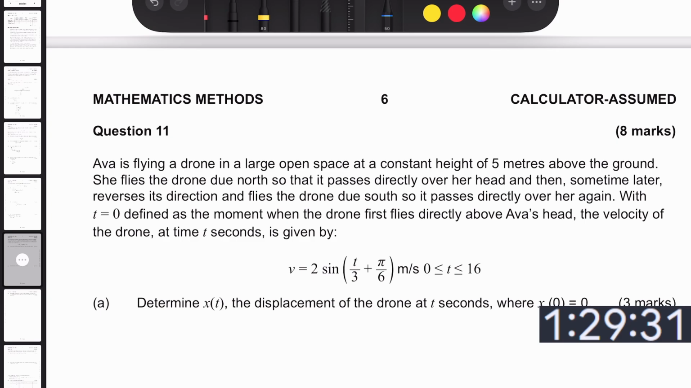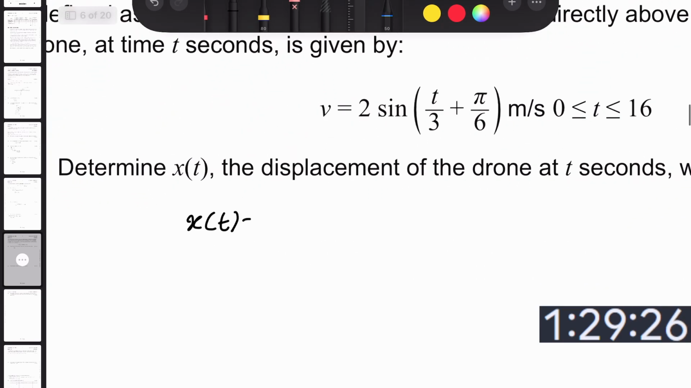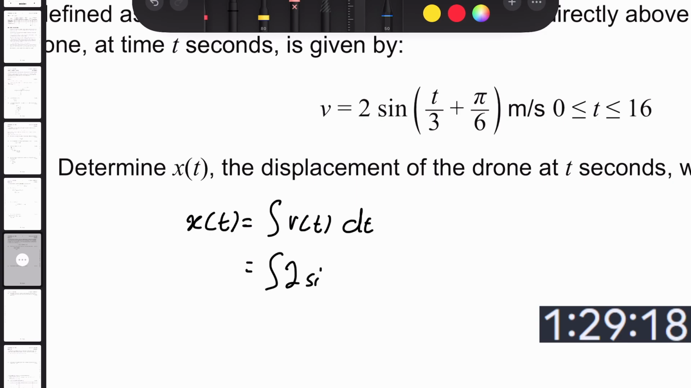Directly above Ava's head. x of t is going to be equal to the integral of v of t dt, which is the integral of 2 sine of t on 3 plus pi on 6 dt.